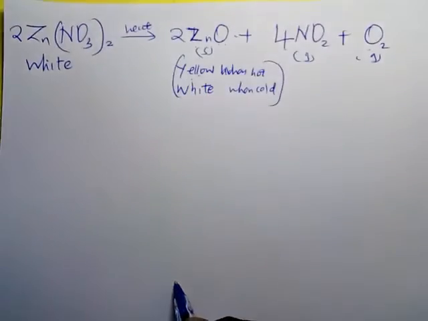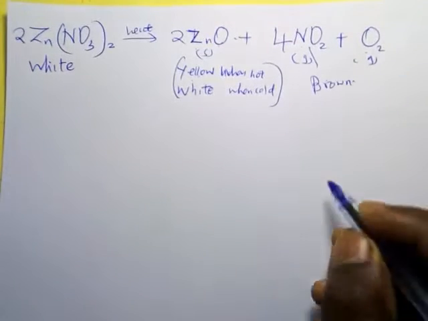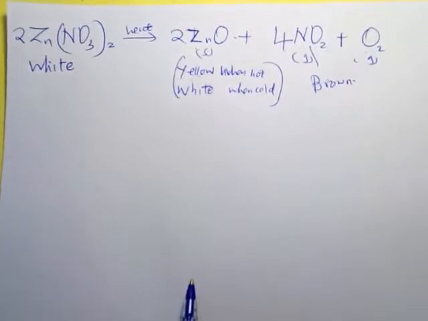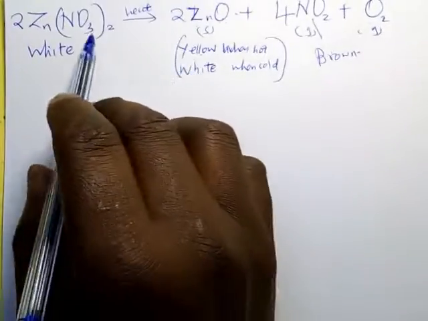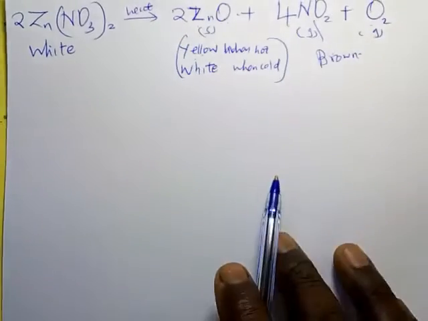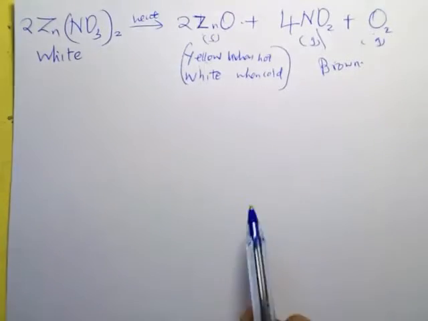Very important to note. Always you know this one is a brown gas. Nitrogen 4 oxide is a brown gas, and the oxygen is colorless. Very important. I want to write those oxides that have a specific color only, because it is going to be helpful when you are given a flow chart.